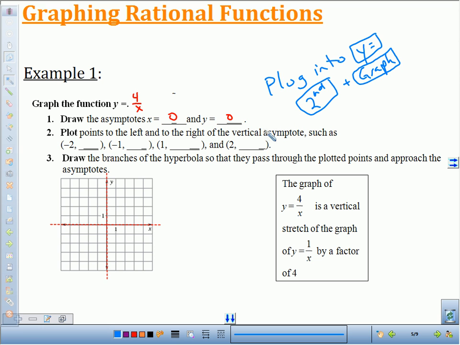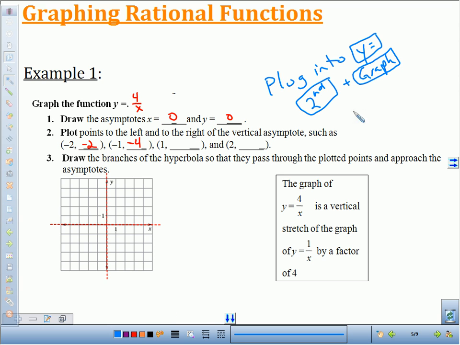And the points we're looking for are whole numbers. Right? We want points that are easy to plot. So we're going to look for some whole number values here. For instance, when x is negative 2, y is also negative 2. So that's a point for us. When x is negative 1, y is negative 4. And keep in mind, I'm reading all of these off the table.